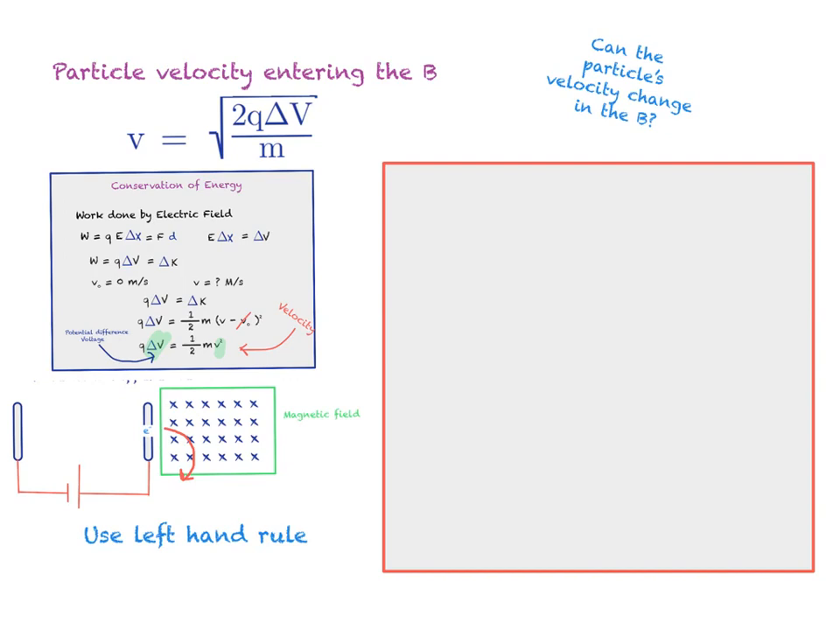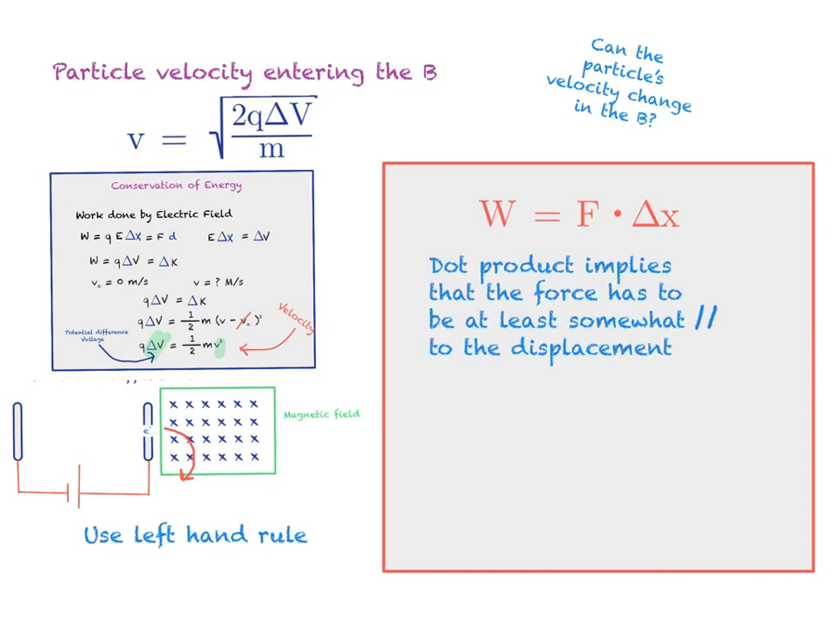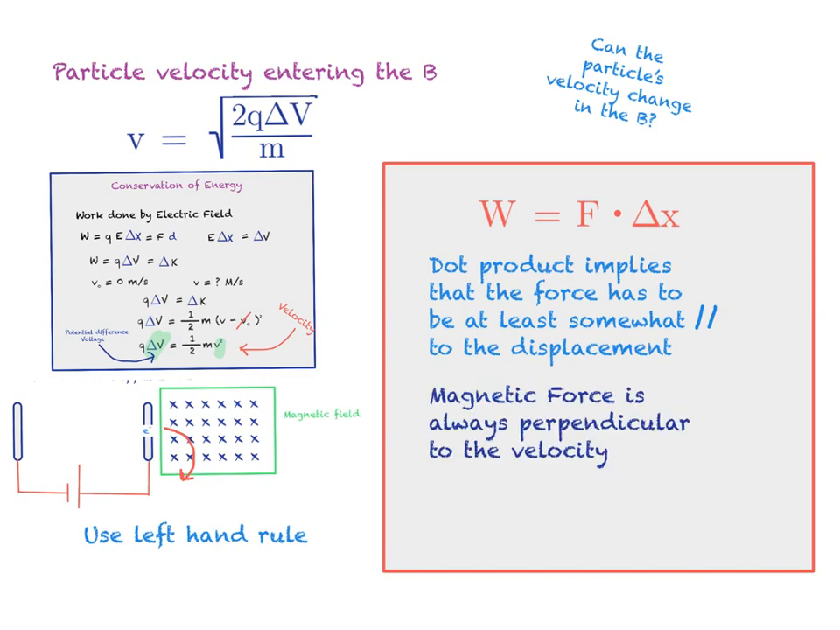Now we know from our work function that work is equal to the dot product of force and displacement. That's very important. That means that the force has to be at least somewhat parallel to the displacement or the instantaneous position. Now we know in this case with magnetism that the magnetic force is always perpendicular to the velocity or the instantaneous position.